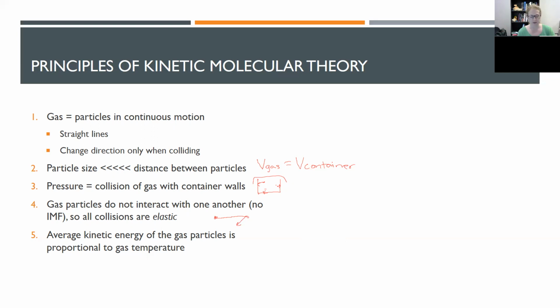Lastly, this idea of average kinetic energy, so we'll use KE for that, being proportional to the temperature of the gas. So the hotter the gas, the faster the particles are moving. Those are the principles of kinetic molecular theory. And it turns out that those 5 together can help us recover Boyle's law, Charles' law, the ideal gas law, and Graham's law of diffusion and effusion. And so that's an important thing to know.